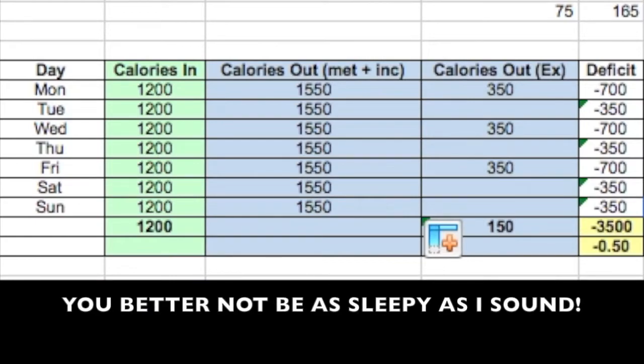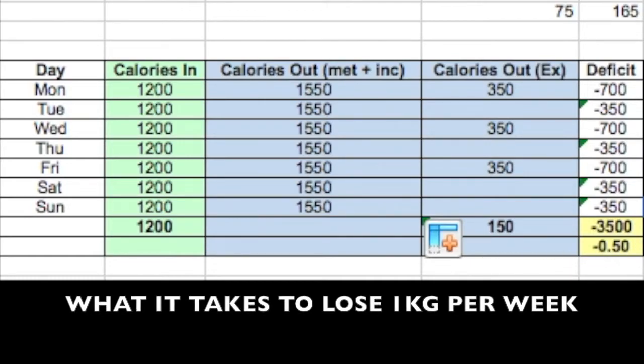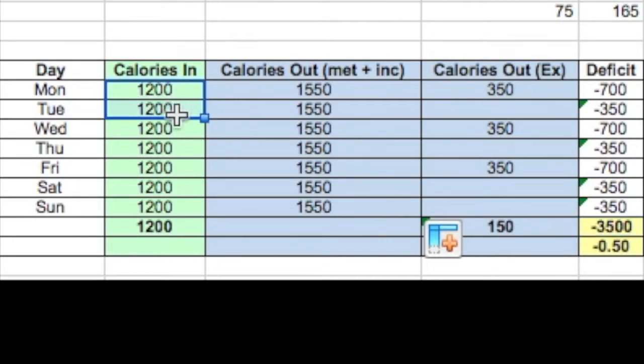Sorry guys, I just watched this video back and I probably should have included what it takes to lose a kilo a week, because that's something which we all see advertised, lose 10 kilos in 10 weeks, all of that kind of stuff. So let's just see what it takes to actually lose a kilo a week. That's 7,000 calories in deficit at the end of that week. So yeah, 1,200 calories, we're going to have to do that.